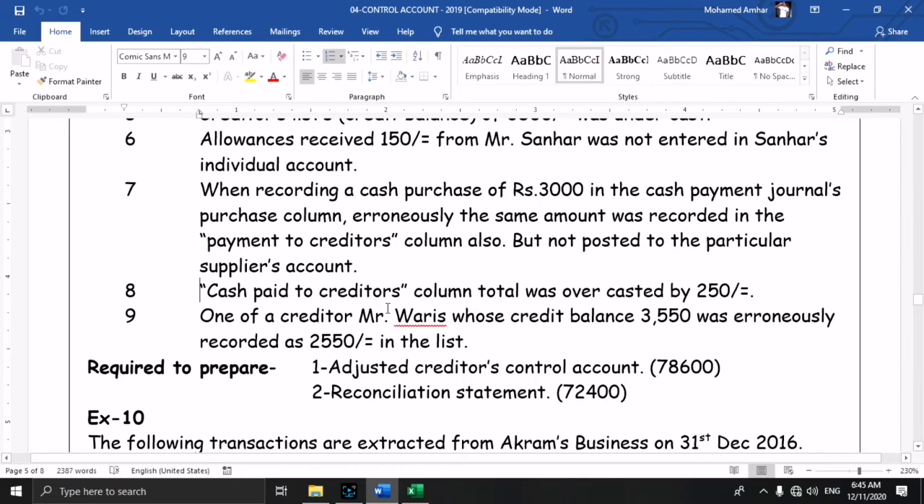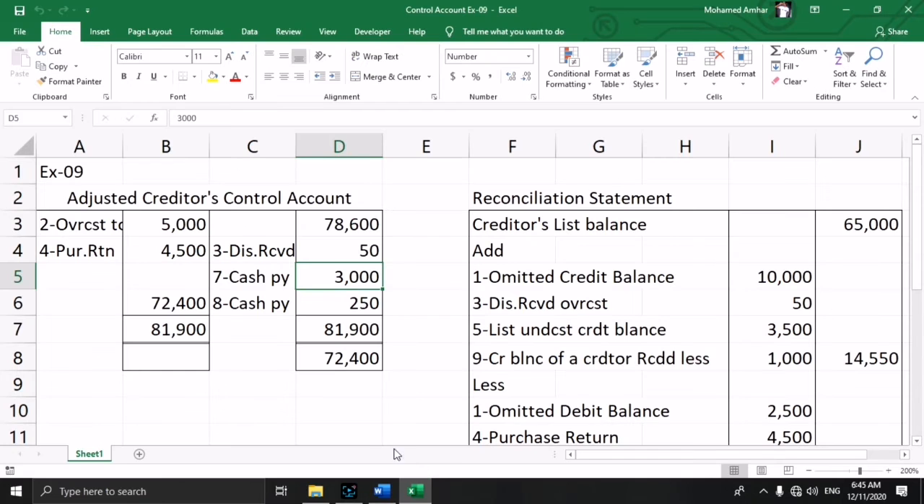Next, 8. Cash paid to creditors column total was overcast by 250. The cash paid to creditors column total is transferred to the creditors control account debit side. So in the debit side 250 is more. To cancel that, you have to credit 250 in the creditors control account.